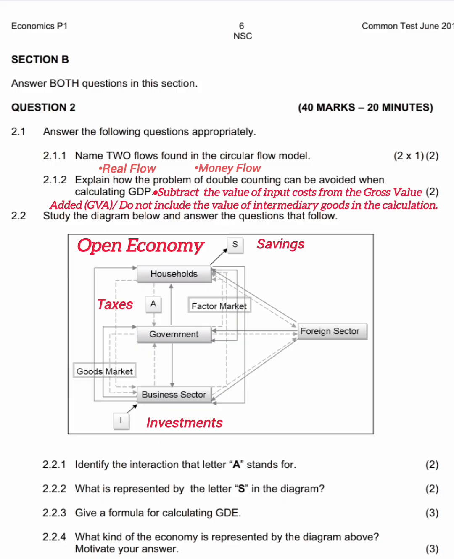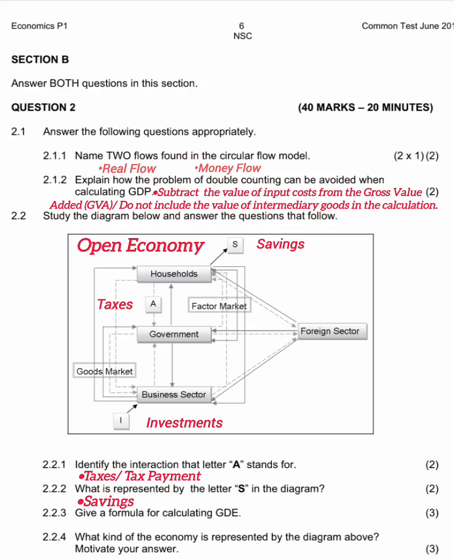2.2.1. Identify the interaction that letter A stands for. Now we know, as I said, letter A stands for taxes, or we can say letter A stands for tax payments. 2.2.2. What is represented by the letter S in the diagram? So as I said before, letter S represents savings by households. 2.2.3. Give a formula for calculating GDE.